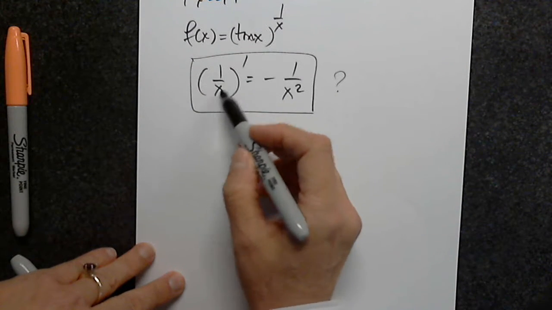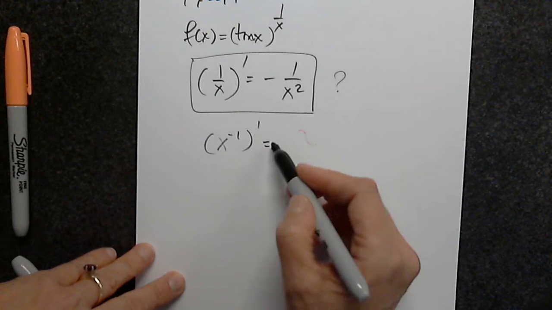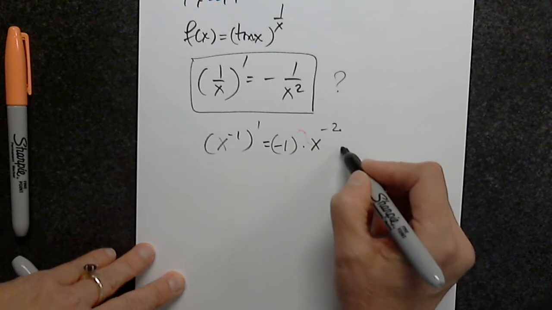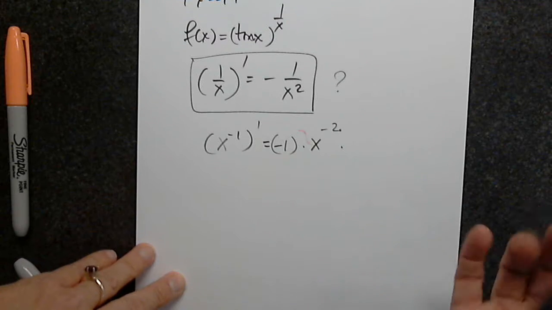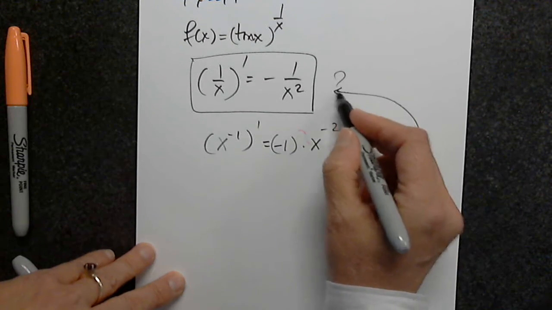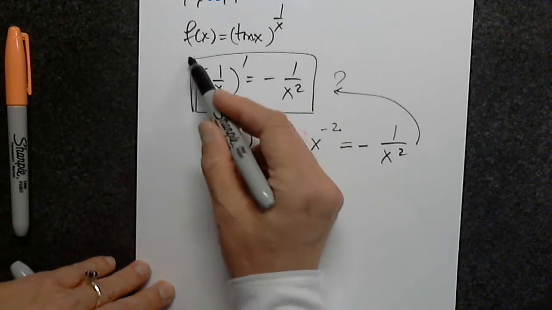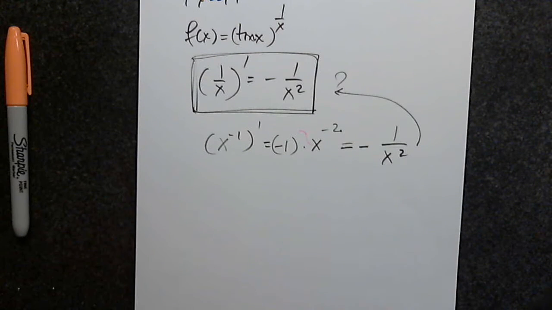I replace 1 over x by x to negative 1, and when I differentiate, I bring negative 1 in front. I subtract 1 from the power, and then I should multiply by x prime, but that's 1, right? So there is no need. So this is negative 1 over x squared, and that's how we get it. So moving forward, please try to remember this. And you can always prove it. You don't have to memorize it. But it's good if you can, because it will save us a lot of time.